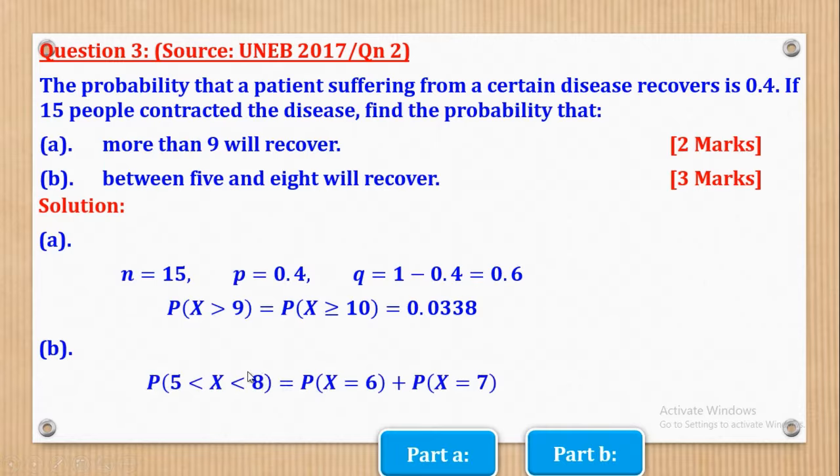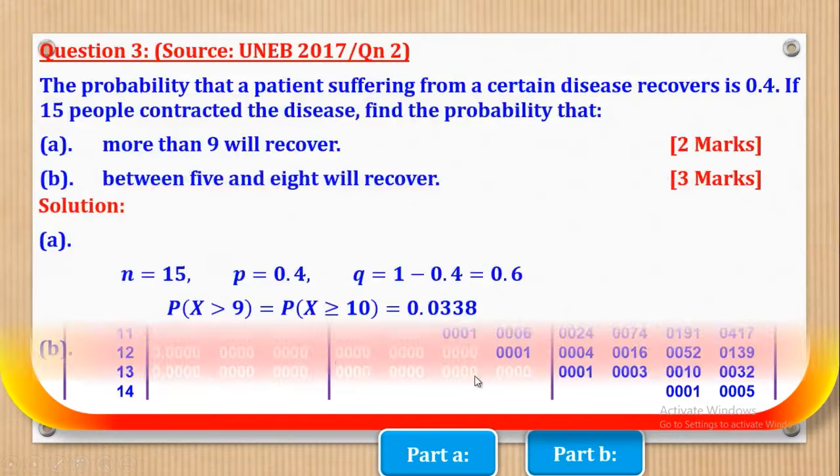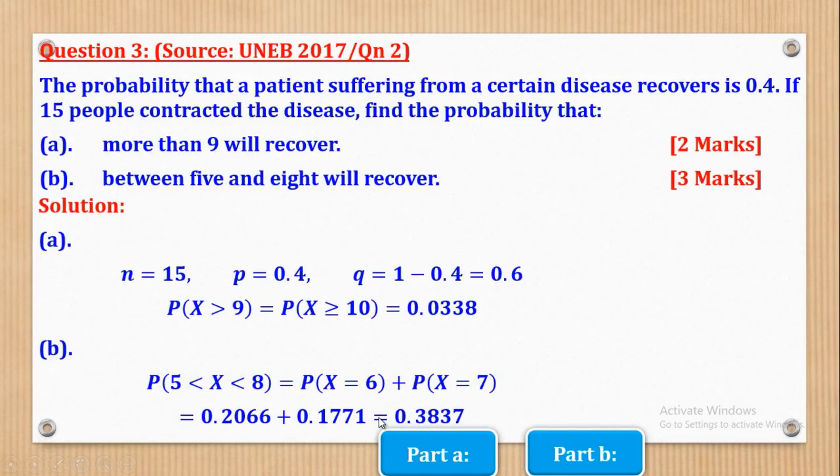And the integers in between are 6 and 7, that is why there is the probability of x equal to 6 plus the probability of x equal to 7. Therefore, I can now go to the binomial distribution table, not cumulative. In part A we used cumulative, now we are using binomial distribution. So n is 15, r is 6 and 7, and p is 0.4, so the probabilities are 0.2066 and 0.1771. When I add the two, I come up with 0.3837, which they want.